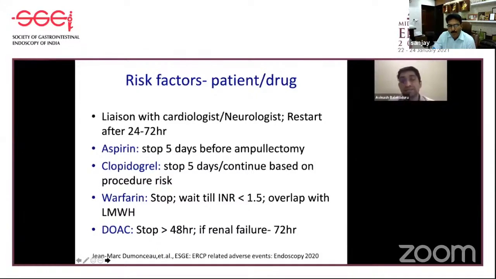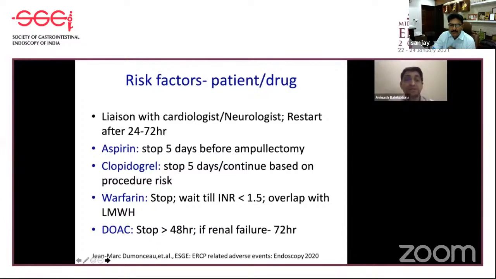Clopidogrel definitely has to be stopped 5 days, but again it depends upon whether we can continue it based on the procedure risk. Warfarin we may have to stop. We may have to wait till INR is less than 1.5. So 2 days after stopping warfarin, we may have to overlap with low molecular weight heparin.